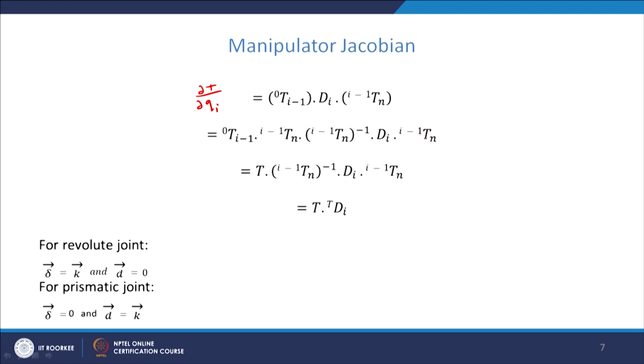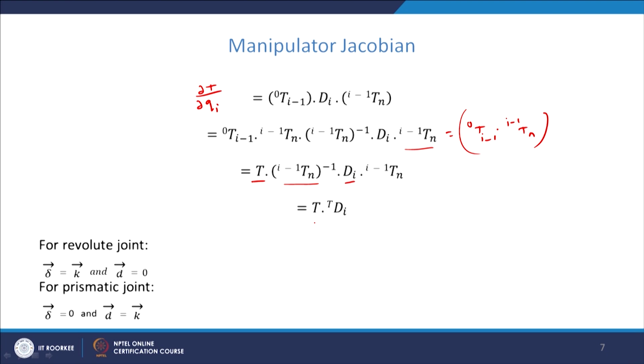So, we can substitute here, and now we have 0T(i-1). We can introduce (i-1)Tn and then take its inverse. So, this can be written as 0T(i-1) is already there, and we multiply with (i-1)Tn and then cancel it with (i-1)Tn inverse. So, these two combined are becoming T here, and then (i-1)Tn inverse is there, multiplied by Di, multiplied by (i-1)Tn.